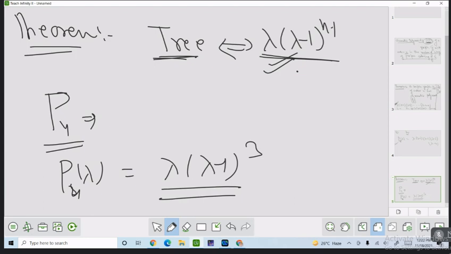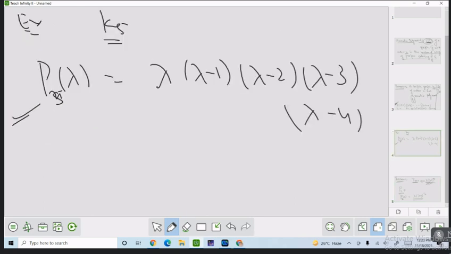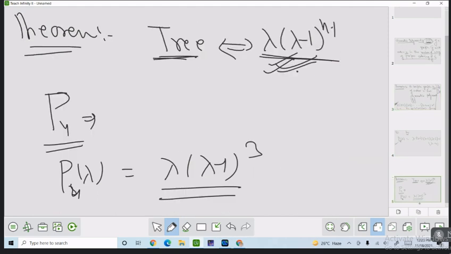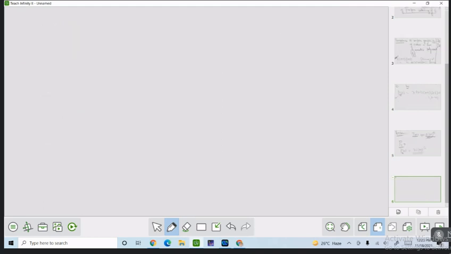Clear? So it means that if a graph is complete, then you can easily find the chromatic polynomial of a graph. And if the graph is a tree, then you can easily find the chromatic polynomial by this formula, and also for the complete graph by this formula. Now, how to find chromatic polynomials if the graph is not a tree and not complete.